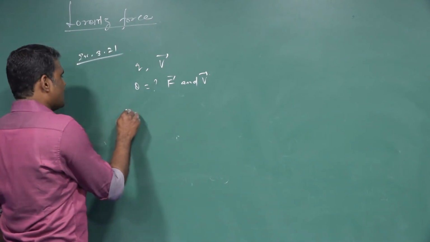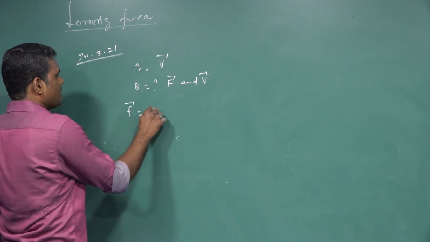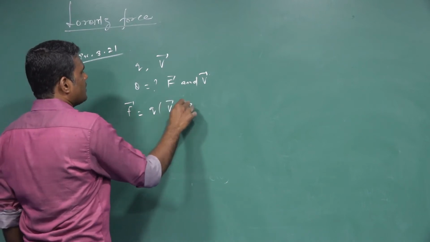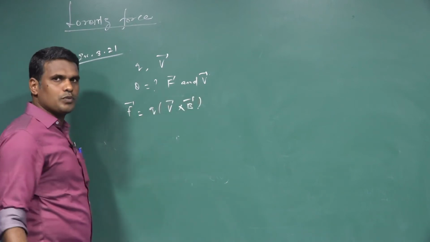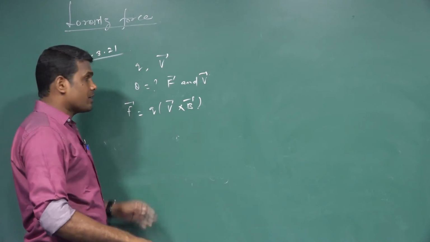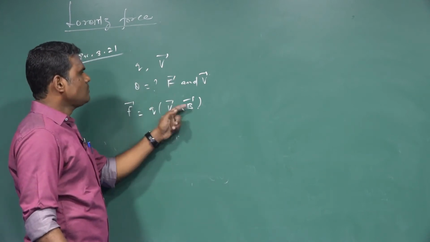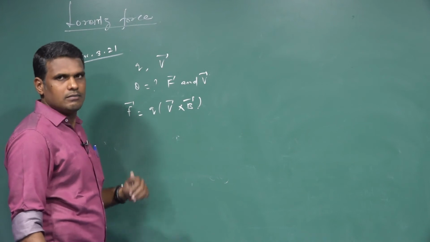So, in order to calculate that, the magnetic Lorentz force F vector is equal to q into v vector cross B vector. This is the magnetic Lorentz force which will be acting on the charged particle when it moves in a uniform magnetic field with the velocity v vector.